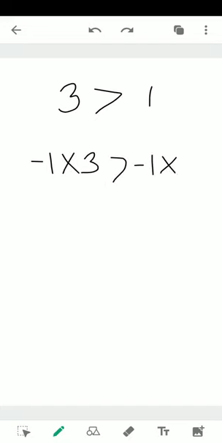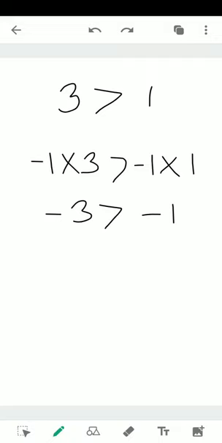Okay, so let me just take one example. I know that 3 is greater than 1. By some condition or situation, let us assume that we have to multiply both sides by -1. So let me write -1 into 3 is greater than -1 into 1. If I multiply it, I will get -3 is greater than -1.